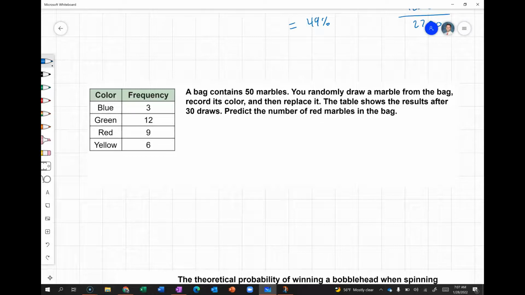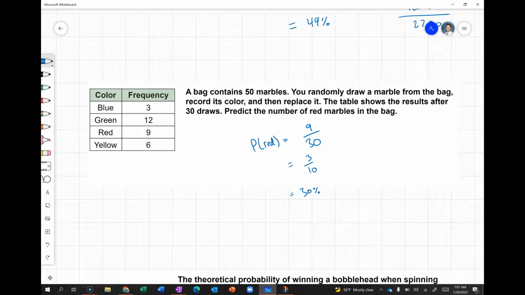This says after 30 draws, you got the results shown in the table, and we want to use that to predict the number of red marbles in the bag. So the probability of drawing a red one, our experimental probability, is equal to 9 out of the 30 draws so far. Okay, now 9/30ths. We can simplify that fraction to 3/10ths, which is 30%. So our experimental probability here is 30%, right?